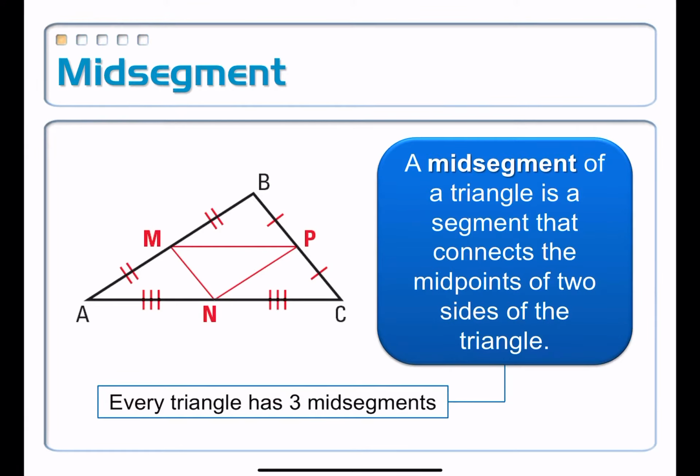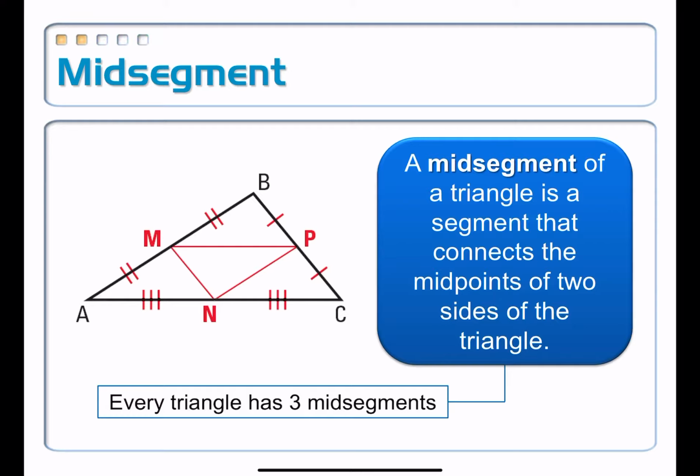So if you take a look at the triangle that we have right now, we've got triangle ABC is the whole entire triangle. If I find the midpoint of AB, I'll call it M, and I connect it to the midpoint of BC, call it P, MP is one of the midsegments. It's just one of three different midsegments.